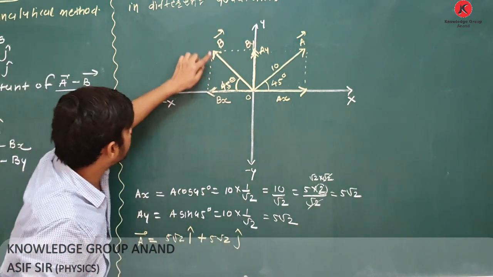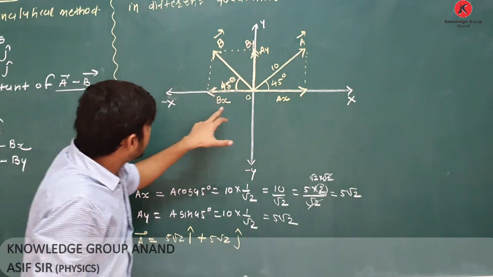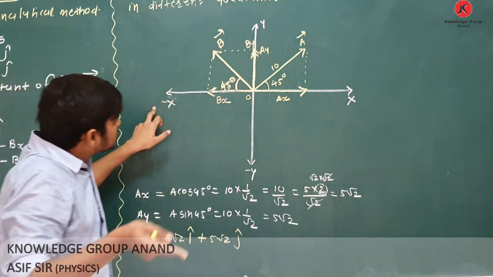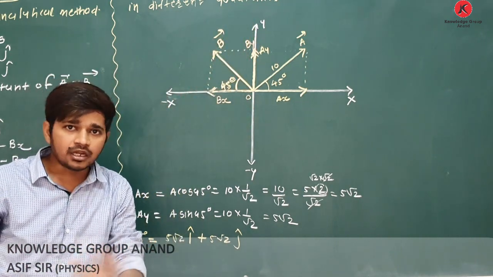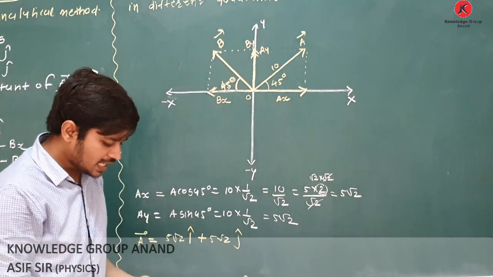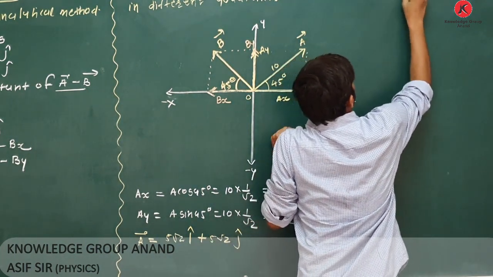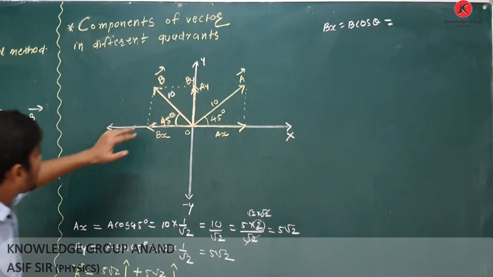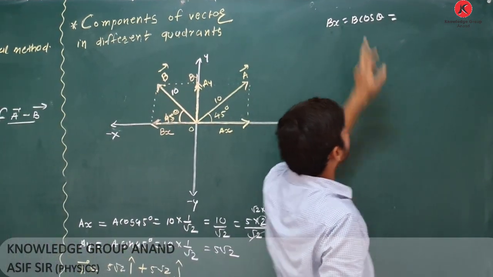Okay. So when vector B is in this second quadrant, its x component is along the minus x-axis, while its y component is along the positive y direction. Clear about this? Okay, how to write this vector? See, again, Bx is equal to B cos theta. Let the magnitude of B be 10. Then how to find its x component? Bx is equal to B cos theta.